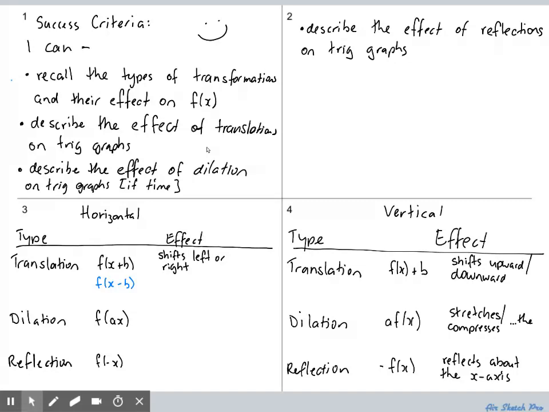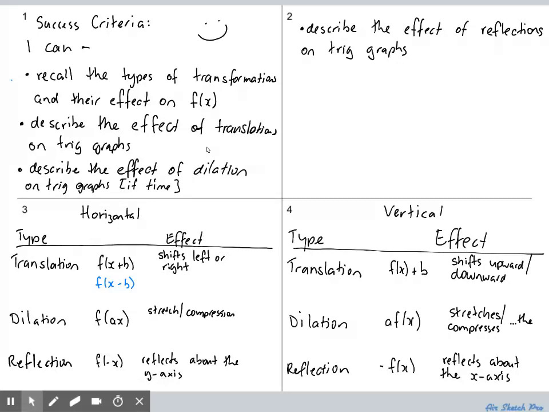So dilation, same thing, isn't it? Stretch, compression. So we're going to explore this. Maybe we can then come back to what it's doing there. A stretch or a compression as well. And a reflection reflects about the y-axis. Okie dokie. So that's a summary of those translations, a very brief one.